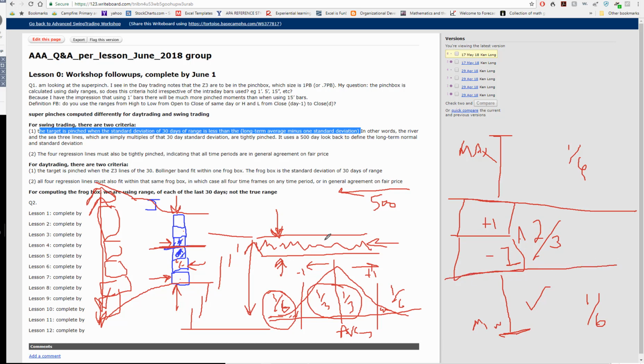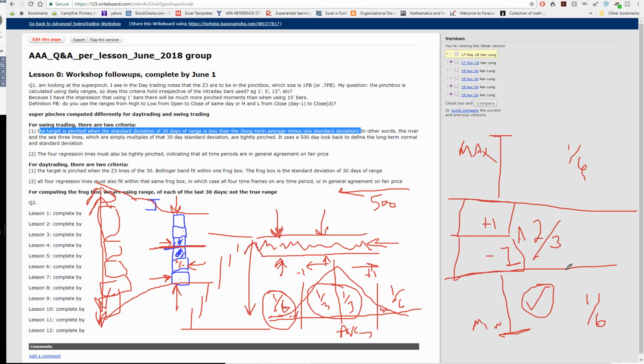So when we say the pinch has occurred on daily charts, what we're saying is that of the last 500 trading days, this is one of the 15% most compressed widths of the river that we have seen. So by that, as a working definition, that's why we're saying this is tightly pinched.